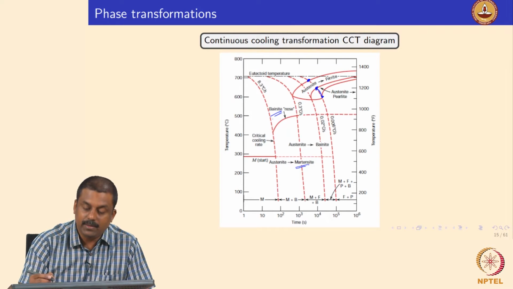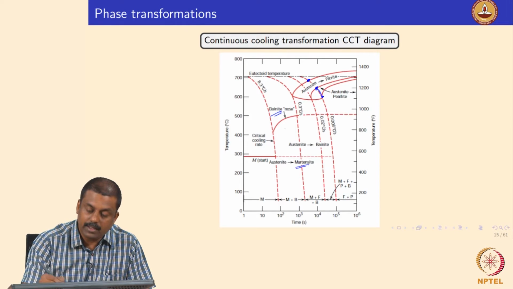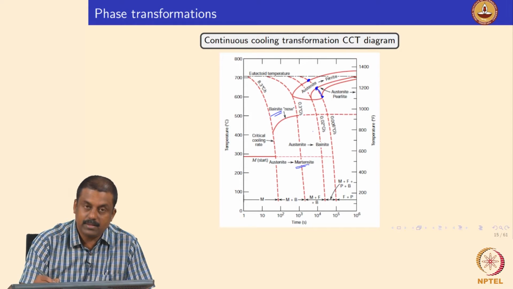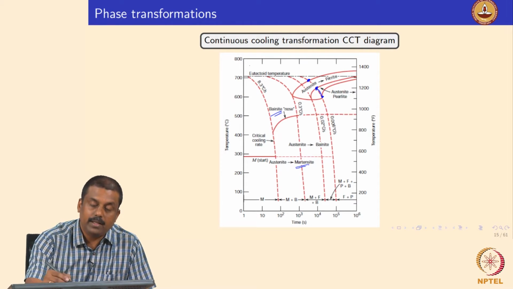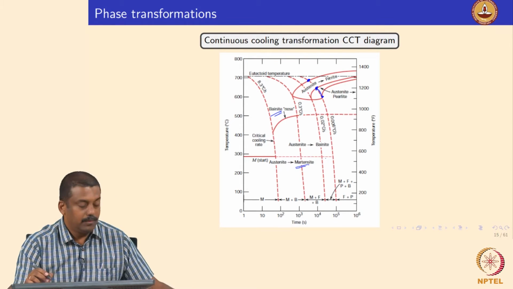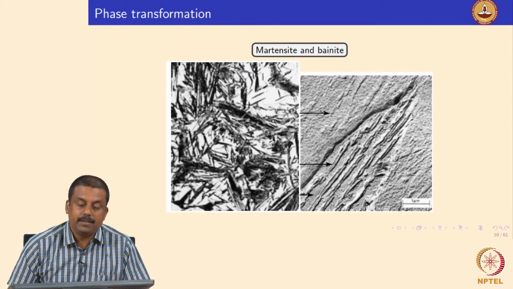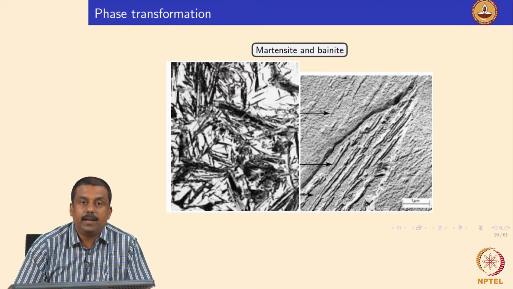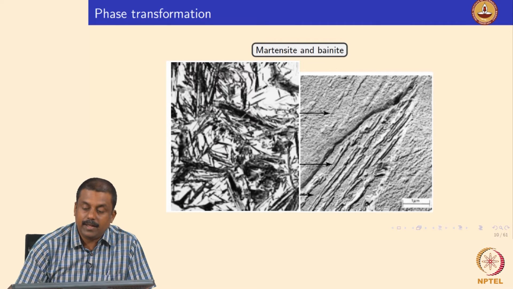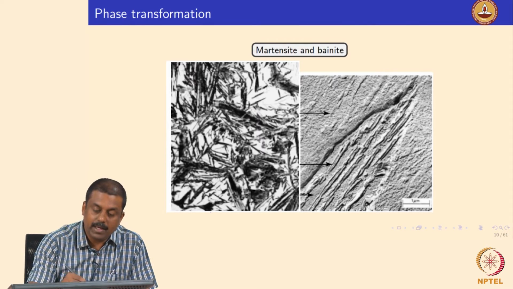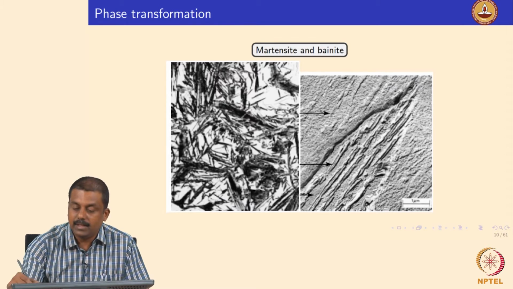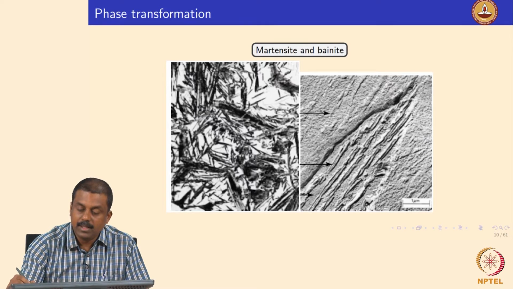And what are these? So we need to understand, before going into detail about the CCT diagrams, what the other possible microstructural features are that can form when you are cooling austenite continuously to room temperature. Okay. So for that, we will first look at the morphology of these two phases. For example, martensite and bainite, and this figure shows the other phases that may also form while cooling the austenite continuously to room temperature. So this is a typical microstructure of martensite, and this is a microstructure of bainite, what you see over here on the right hand side, right.